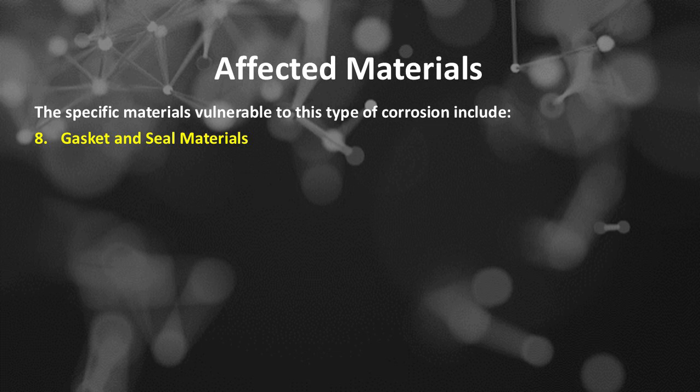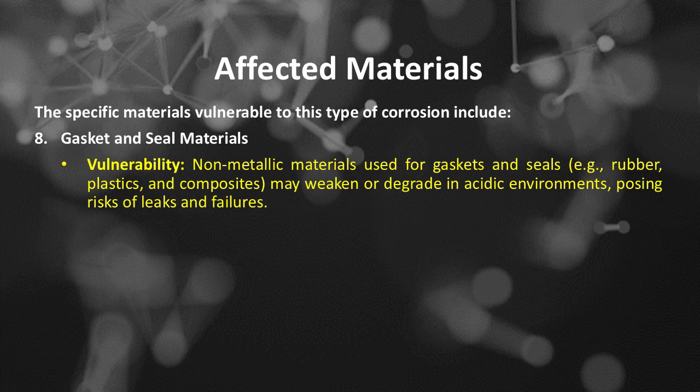Number 8 of the specific materials vulnerable to this type of corrosion is gasket and seal materials. Gasket and seal materials vulnerability. Non-metallic materials used for gaskets and seals, such as rubber, plastics, and composites, may weaken or degrade in acidic environments, posing risks of leaks and failures.